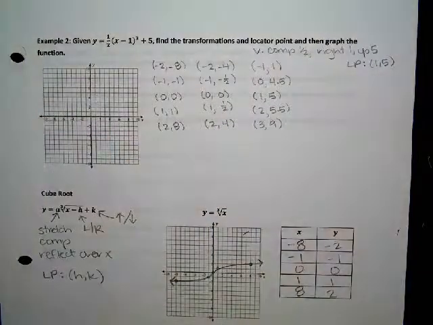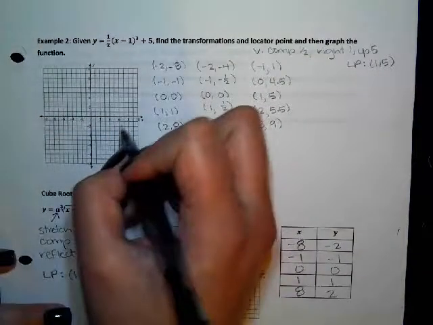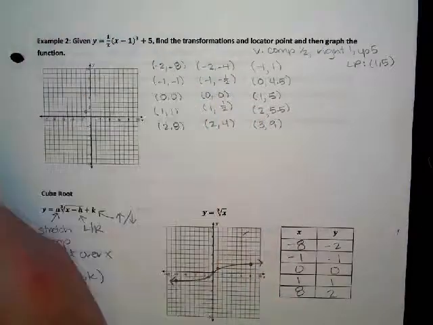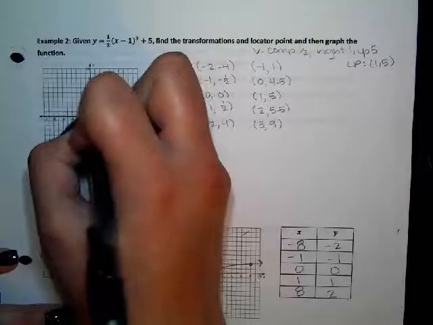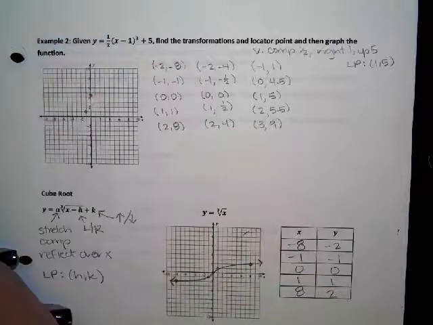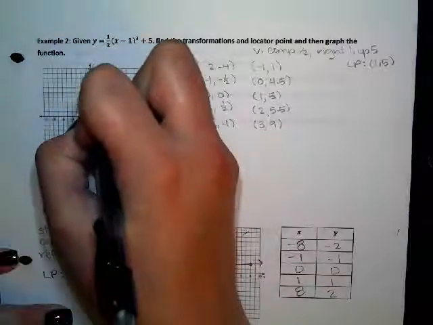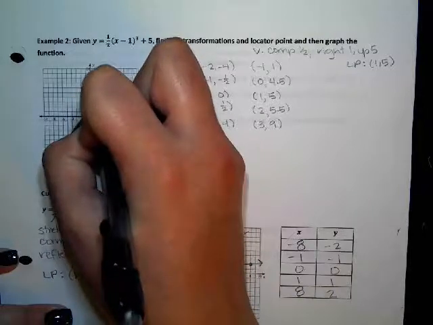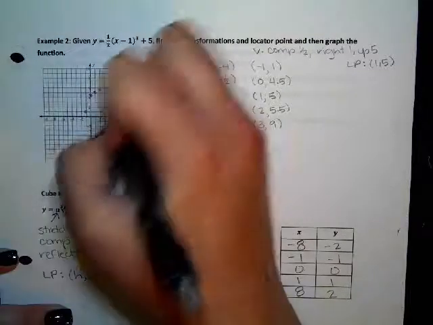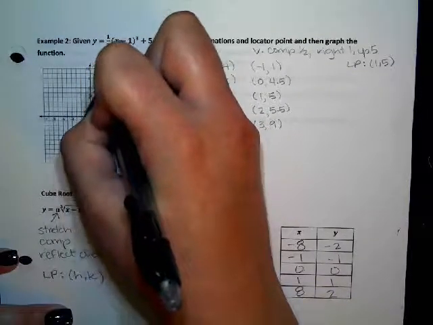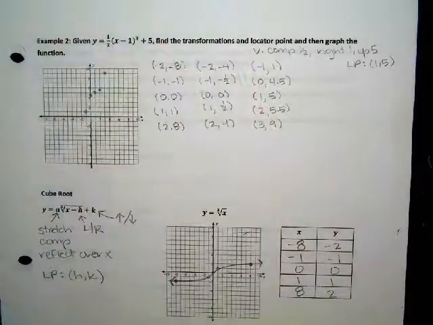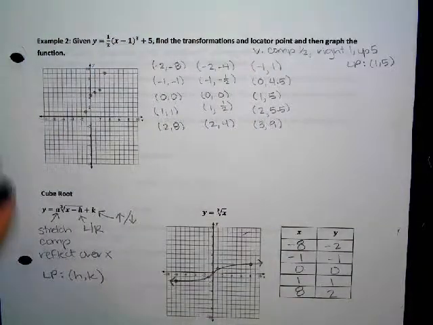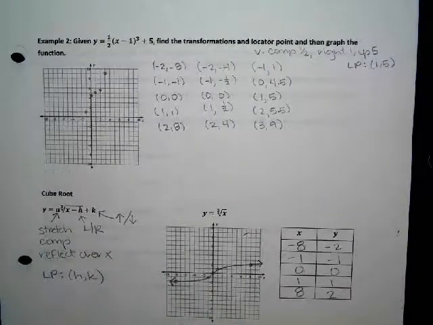Okay. So we've got -1, 1, 0, 4.5, 1, 5, 2, 5.5, 3, 9. And how do we draw this graph so that the curvature of the graph looks correct?